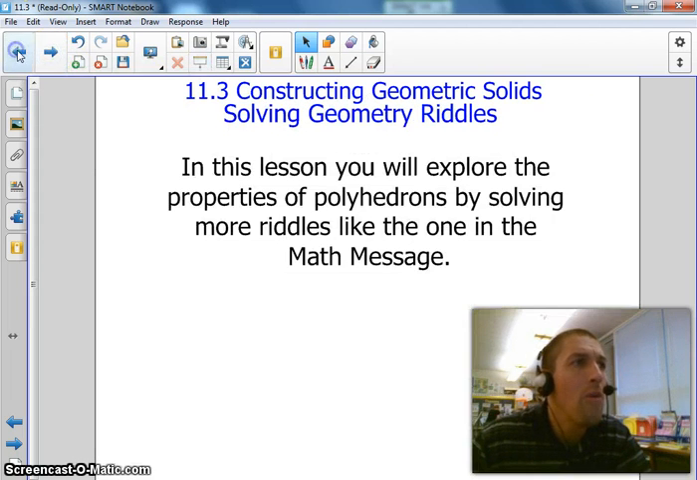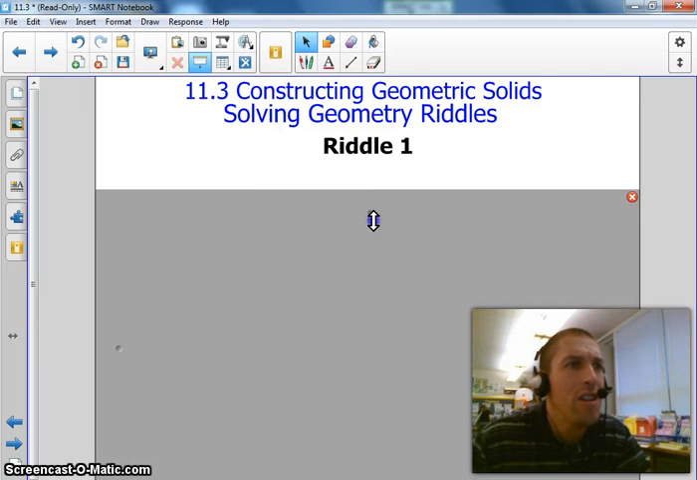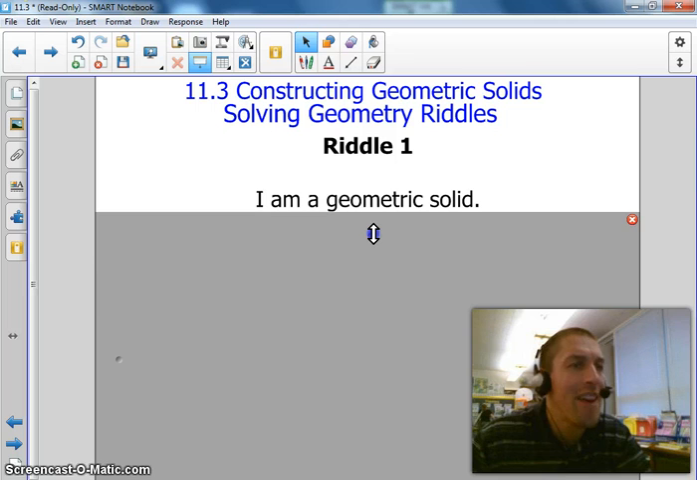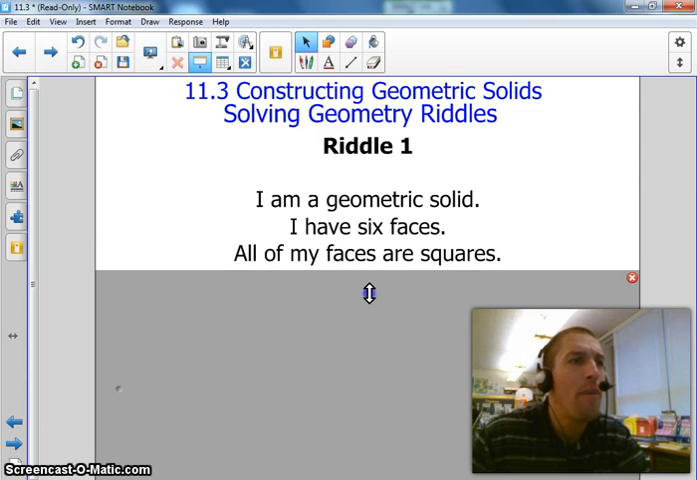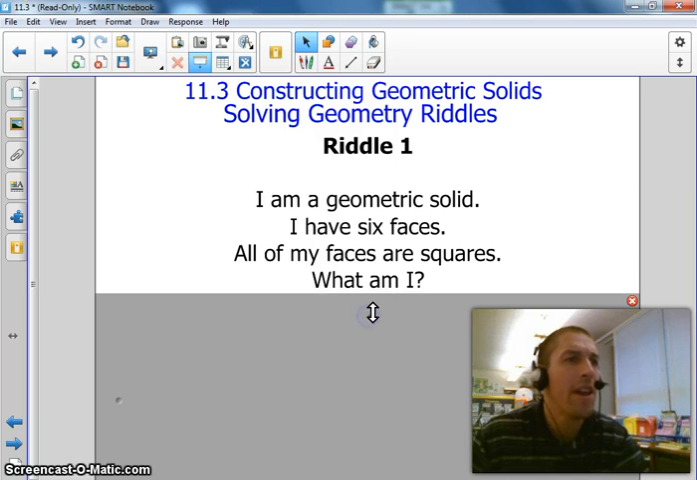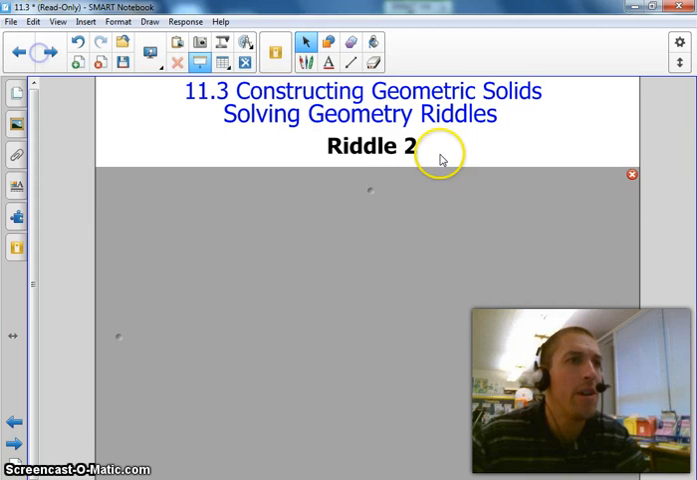Okay, so what we're going to do a lot of tomorrow is doing riddles. And so, challenge you here. I'm a geometric solid. Not enough information yet. I have 6 faces. Well, we're getting better. It's not going to be a sphere. It's not going to be a cone. All my faces are square. What am I? You got the guess? You're a cube.